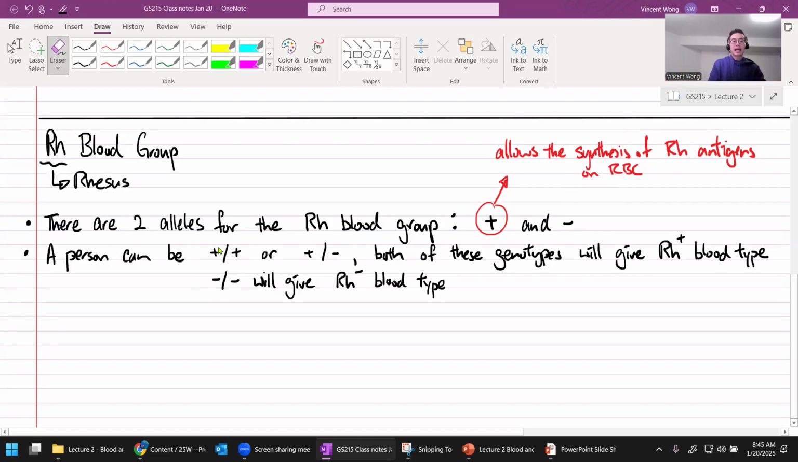And you don't need to have two copies of the gene to make the Rh. One copy is enough. It's not about how much Rh you have on the surface of a cell. It's all about whether you have it or not. If you have the Rh antigens, then you are Rh positive. If you don't have it, then you are Rh negative. And in order to have Rh antigens, you need to have at least one copy of the positive allele.